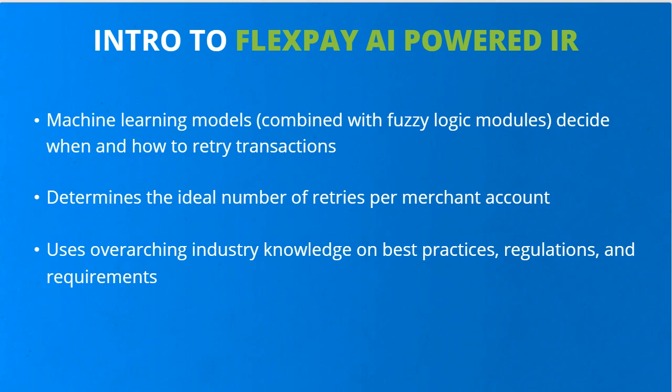Optimizations of retries per merchant account. As I said, the overall approval rate for your merchant account gets monitored and taken into consideration when fraud scores are being looked at. So optimizing the retries on a merchant account level is critically important. You can't paint all merchants, or even all merchant accounts within a merchant, with the same brush. And finally, it requires an overarching industry knowledge of best practices, regulations, and requirements.